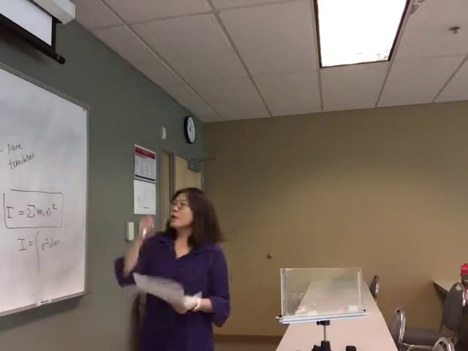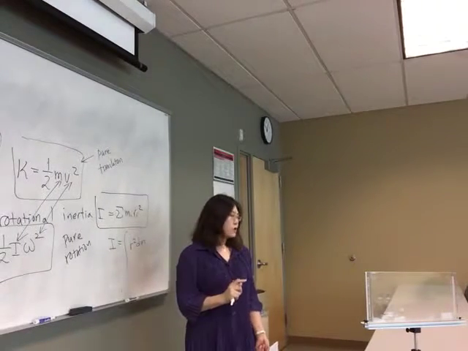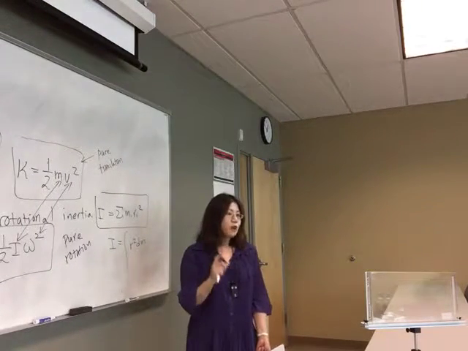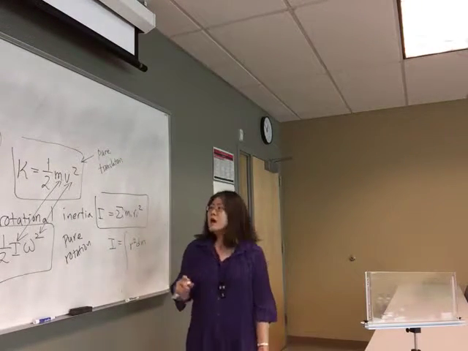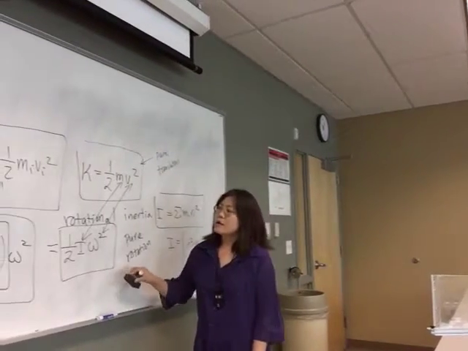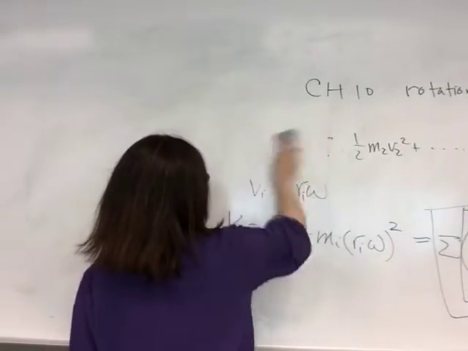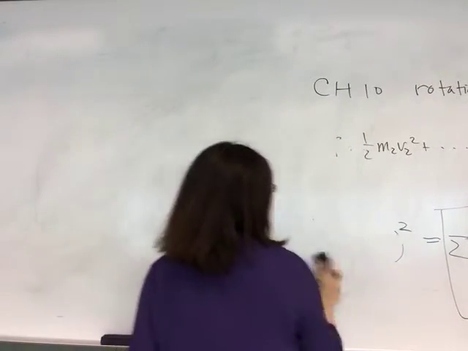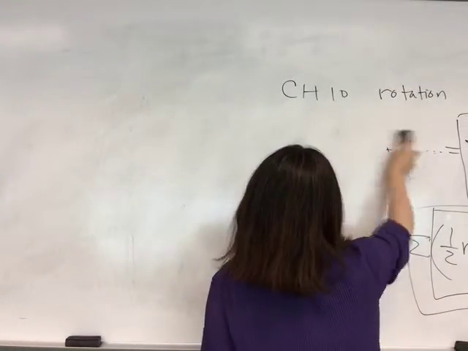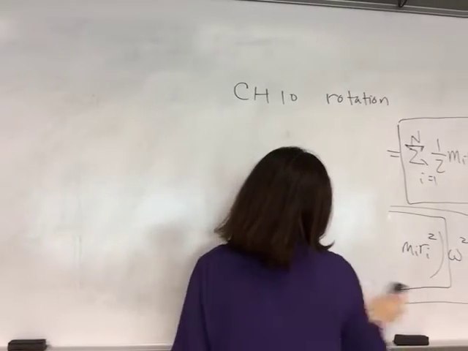Okay. Now, before I show examples of the rotational inertia for different objects, because different objects will have a different rotational inertia, I just want to mention that there's an important theorem. So let me just talk about that important theorem before I show you the rotational inertia for different objects.